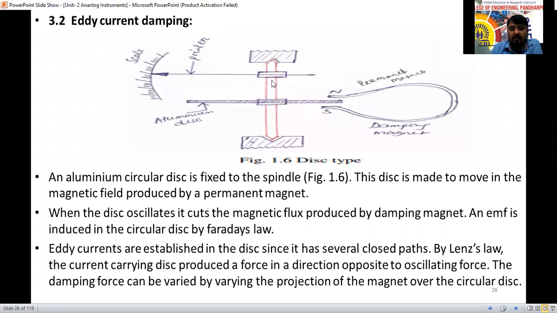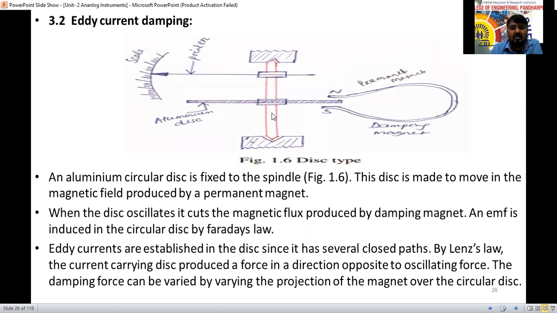So whenever the current flows through this coil to rotate the pointer, the same current will flow through the aluminum disc also. A current carrying conductor placed in a magnetic field will produce a force. Will the force be produced or not? Current carrying conductor placed in a magnetic field means, according to Faraday's law, the force will be produced. But in the aluminum disc that we have provided, the current produced will create a force opposite to the direction of the pivot.